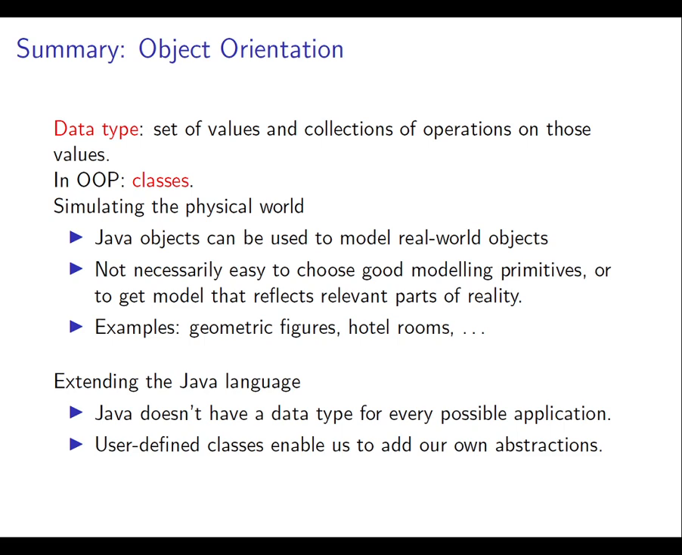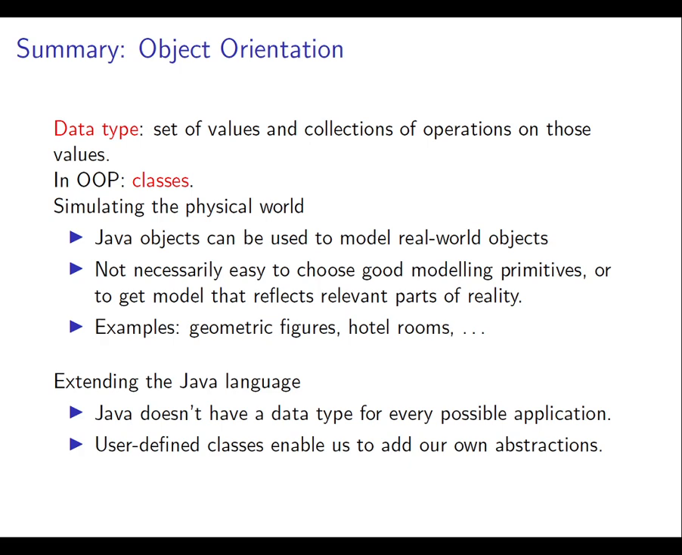Okay, so object orientation. So far, what have we learned how to do? A data type needs a set of values and a collection of operations on those values, and in object-oriented programming that turns out to be classes. Classes can be used for simulating the physical world, and we usually like to have as close a match as we can between the set of conceptual domain objects, so for example the objects in the real world or the objects that your customers talk about, and the classes in the system. It's not necessarily easy, there's lots more to learn about exactly how to do that, and you'll meet it later, but we've been playing around with geometric figures and with some rather implausible hotel rooms.